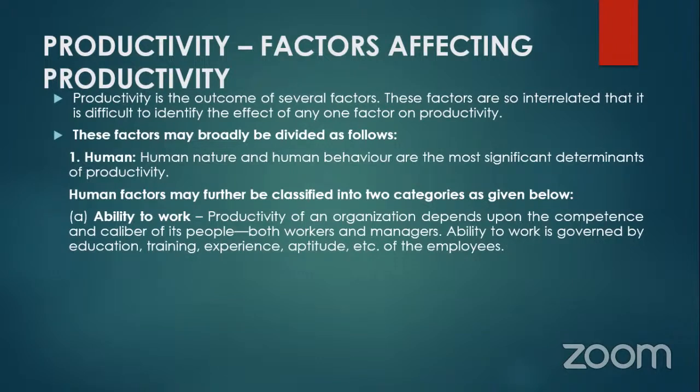Human factor may further be classified into two categories as given below. First is ability to work. Productivity of an organization depends upon the competence and caliber of its people, both workers and managers. Ability to work is governed by education, training, experience, aptitude, etc. of the employees.